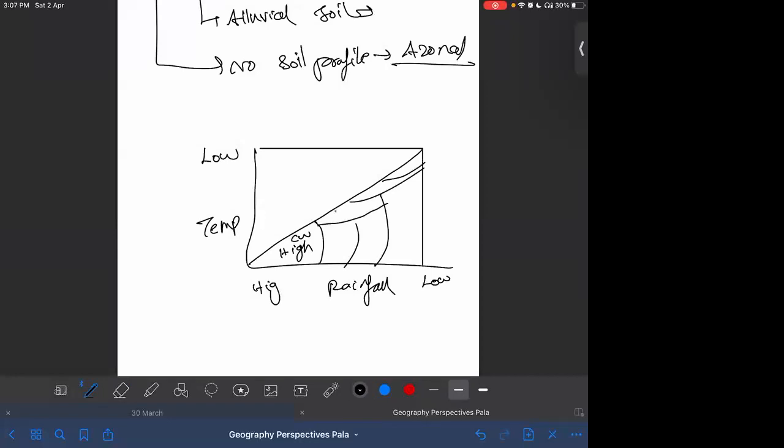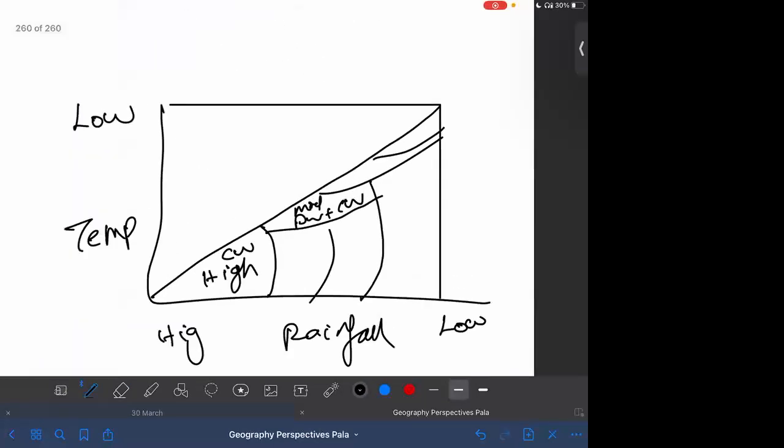Okay. Moderate physical weathering plus chemical weathering.